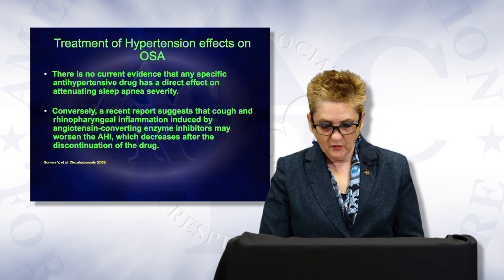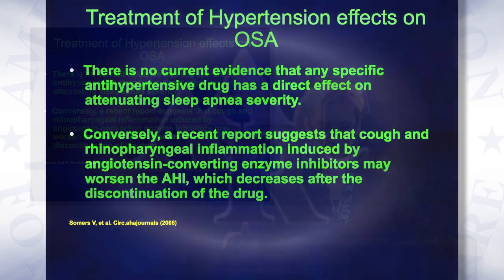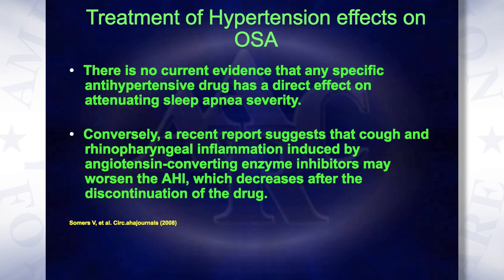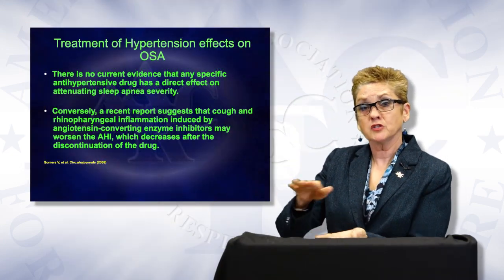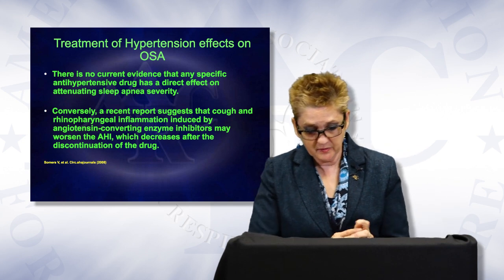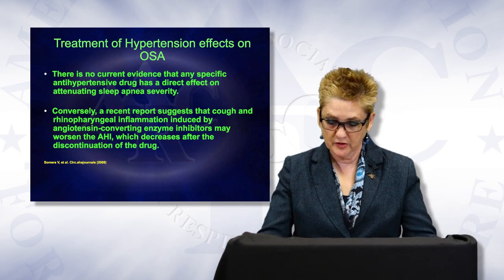If we look at treatment of the hypertension affecting the OSA, really there's no current evidence that any specific antihypertensive drug has a direct effect on our OSA, the sleep severity. But conversely, a recent report suggests that cough and rhinopharyngeal inflammation induced by an angiotensin-converting enzyme inhibitor may worsen the apnea-hypopnea index. So again, we're treating a patient with medication, and it may actually cause more problems for their OSA. So that's something to be aware of as our patients are being treated, and we may need to discontinue that drug and try an alternative.